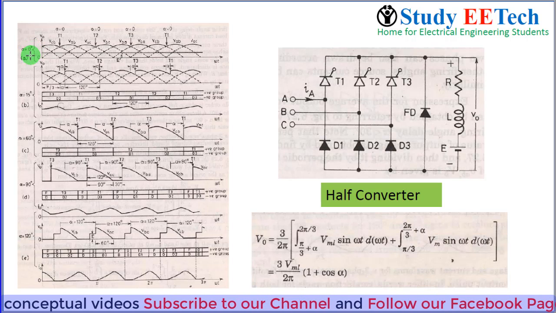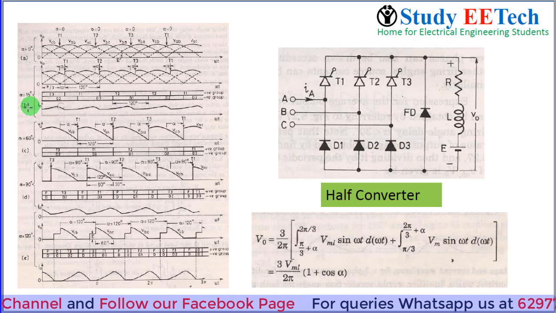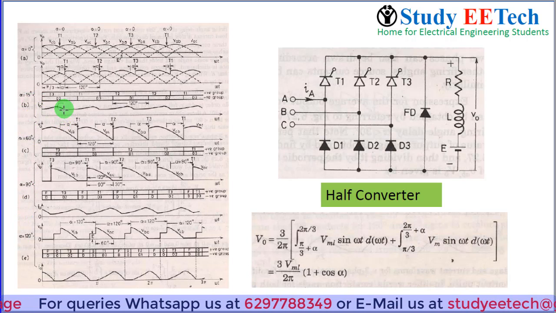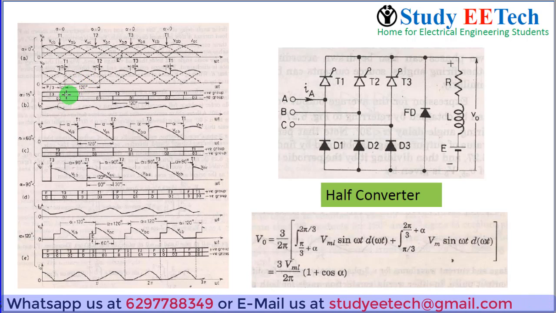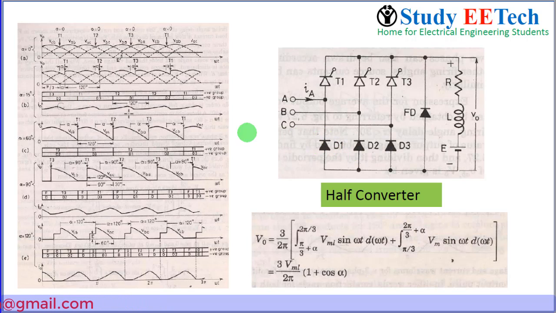For 0 degree firing angle, 60 degree, and in between these two, the 15 degree firing angle has also been taken, then 90 degree, then 120 degree. The process is the same, just find out where the diodes are conducting and where the thyristors are conducting. Keep in mind one thing: the conduction of the diodes is constant here, it will not change. Only the thyristor triggering points will change.